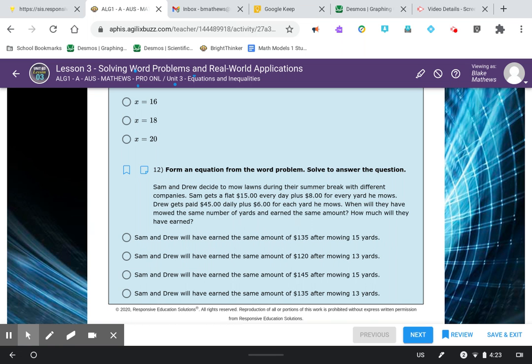All right, so that's it for lesson 3. There's not a lot of new stuff. It's just really understanding how to get from the word problem to the actual equation. So solve all those equations and get your answers, and then we will start up with the next lesson next week.